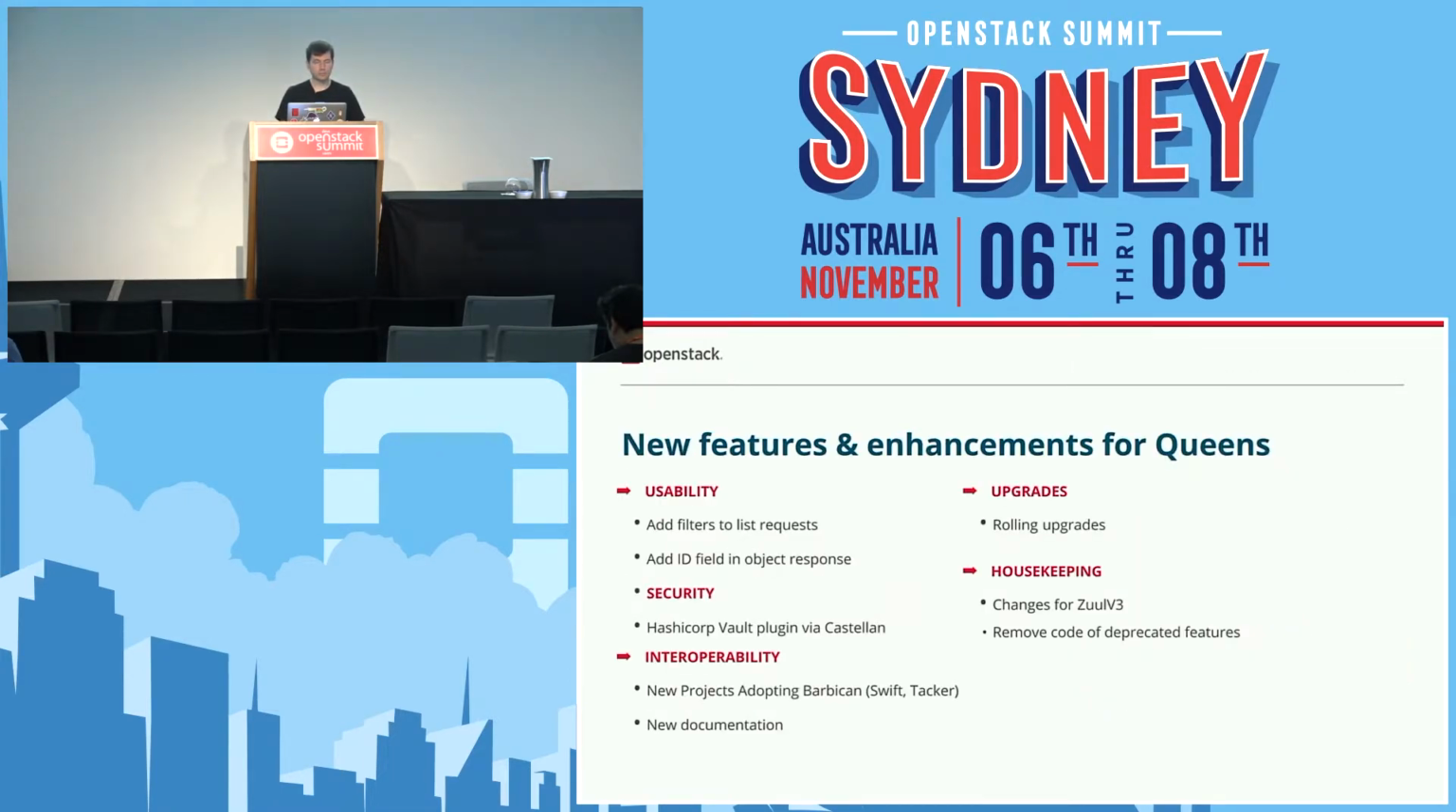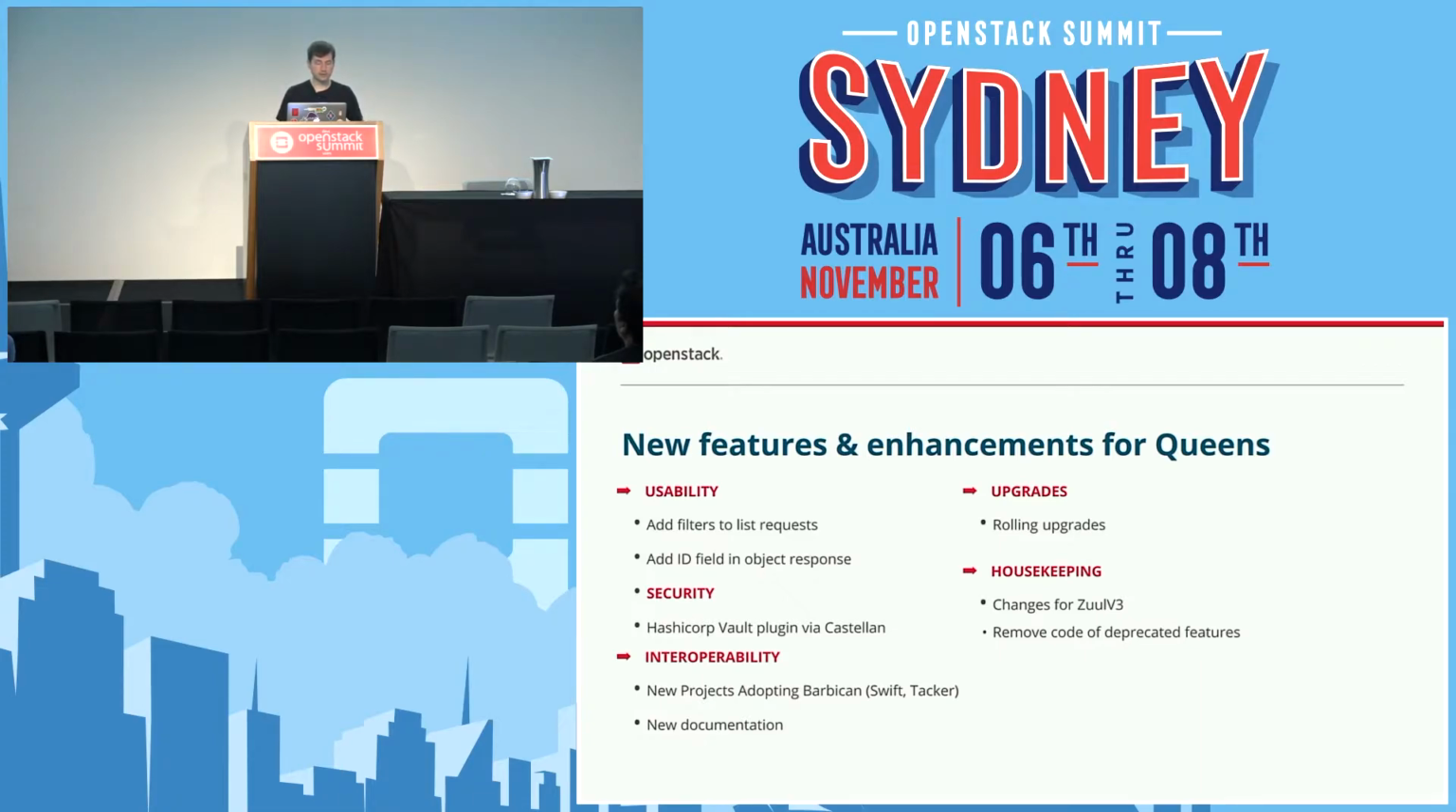A look ahead, quick overview, so some new features that we're currently working on for the Queens release. In the category of usability, we're adding some filters to our list requests to give you a smaller list of available secrets instead of the only option of getting all at once. And we want to add an ID field to the object response to make it more consistent with other OpenStack projects. In the area of security, we're going to add a new plugin. We want to make it compatible to the HashiCorp Vault secret manager, which is a pretty standard and popular one outside of the OpenStack realm. And so we want to bring it into a plugin behind Barbican so we can use Vault with OpenStack projects.